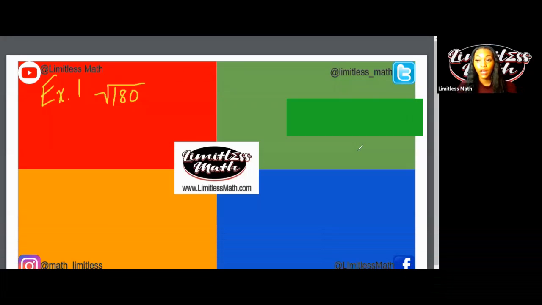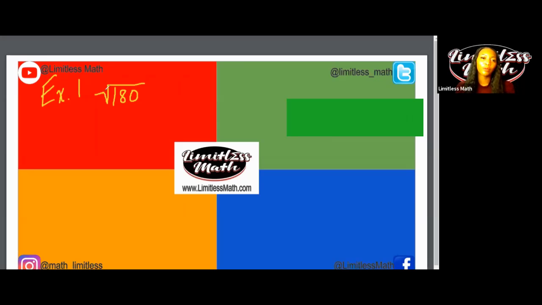We have the square root of 180. I do know this is a square root because there's no number out here, no index. And so that invisible number is the 2. It is an invisible square root. So no number means a square root.